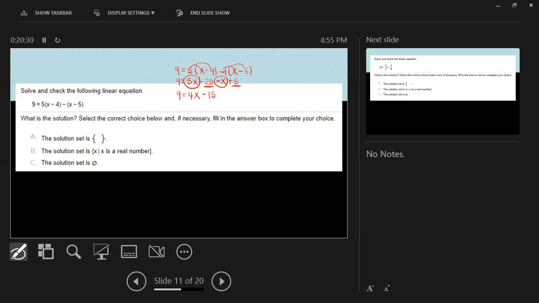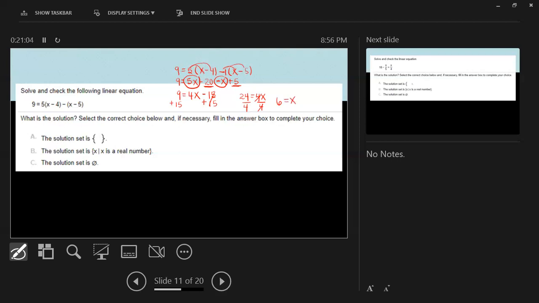So I'm going to simply move the negative 15 over with the 9. I'm going to do that by doing the inverse. So I'm going to add 15 to each side. All right, so this cancels out. And when you do 9 plus 15, you get 24. So 24 is equal to 4x. So the 4 and the x together implies multiplication. To undo multiplication, I'm going to divide each side by 4. So that cancels out. And 24 divided by 4 will give you 6. So x is equal to 6.